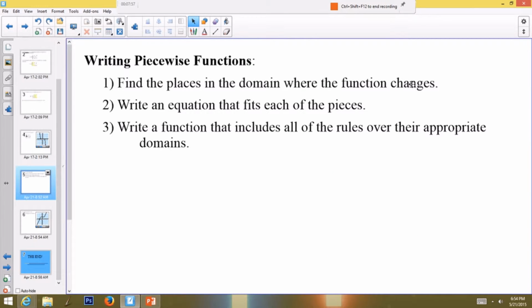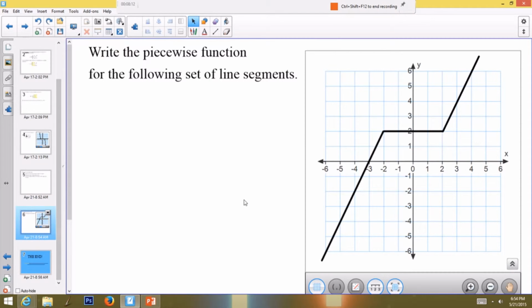And then once you've found those changes in the functions, you want to write an equation that fits each of the pieces. And then once we're done, we're going to put it all together and write a function that includes all of the rules over their appropriate domains. So let's talk about this here. Here is the graph that I'm trying to write a piecewise function for, and they tell me at the beginning that it is a bunch of line segments, so I can consider all of these to be straight lines.